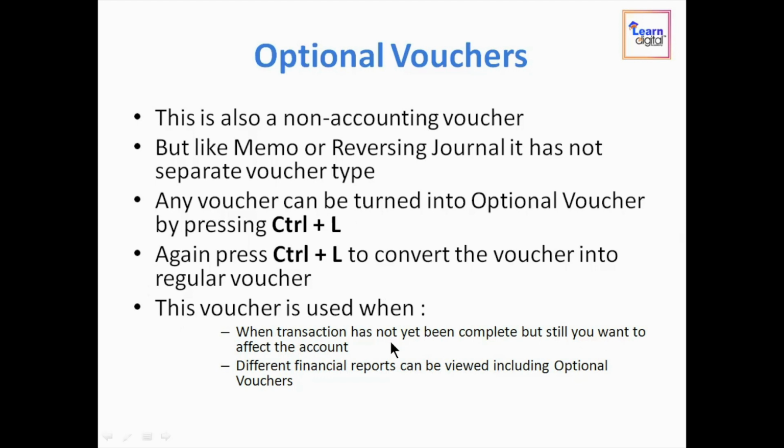So what do you mean by this? Suppose you are entering a sales entry, but you have not confirmed whether the sale took place or not, but it will get completed in the future or at the end of the day. At present you would like to enter the voucher, planning to have all the vouchers entered. When the day gets complete, you will convert them into regular vouchers. So for this we can enter the optional voucher. How to enter? Just press Ctrl L in any type of voucher.